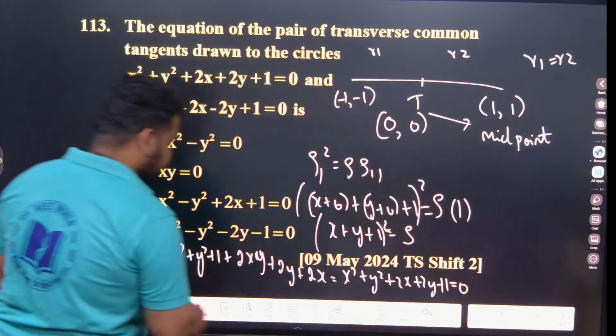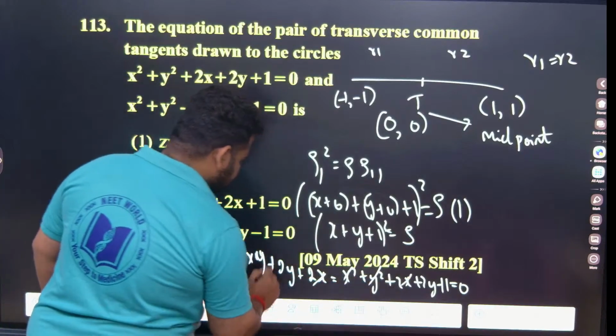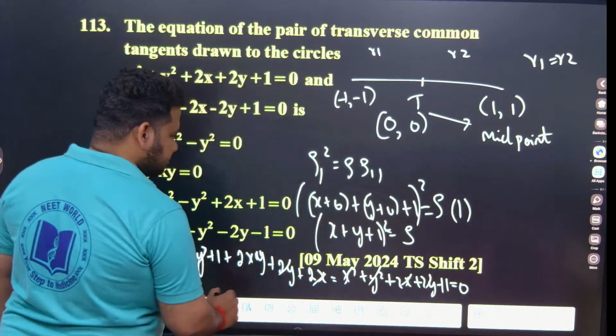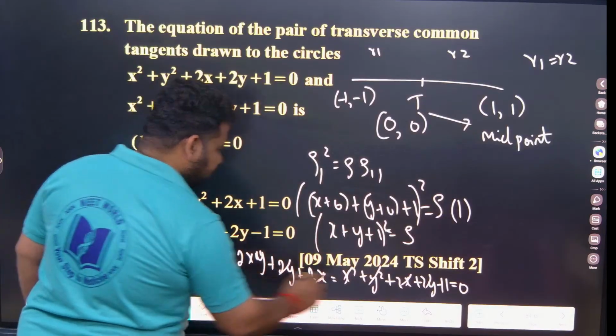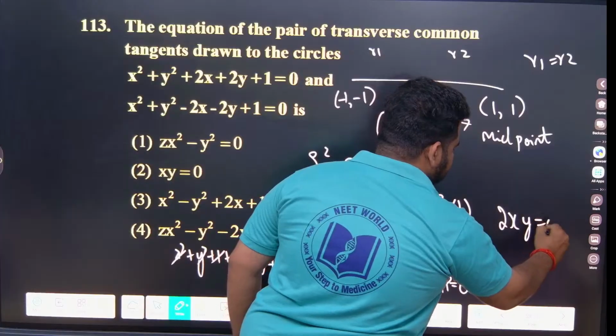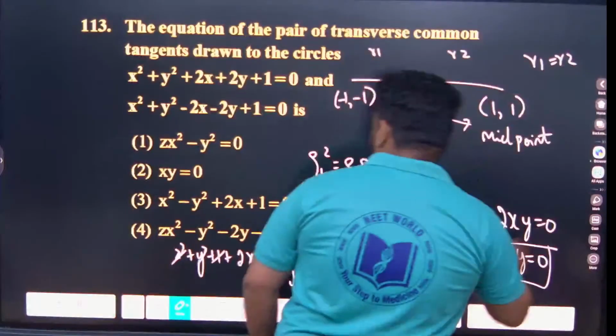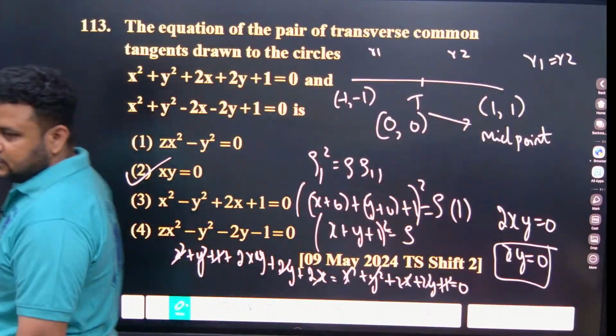Let us see what we can cancel. x square, y square cancel. 2x cancels, 2y cancels, 1 cancels. We are having 2xy is equal to 0. Okay, xy is equal to 0. We will get it. So the answer is the second option. Easy.